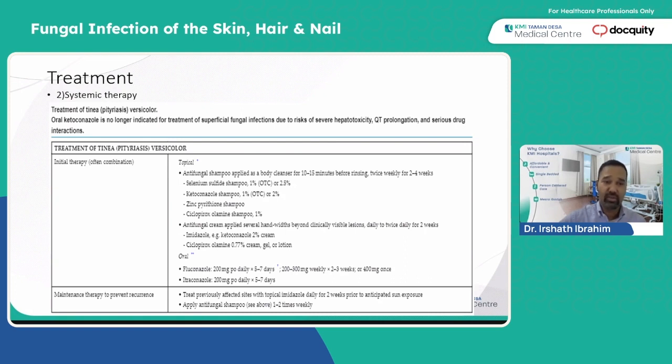And if you're going to give a systemic antifungal due to poor response to topical, the options are fluconazole 200 milligram for 7 days or itraconazole 200 milligram daily for 7 days.